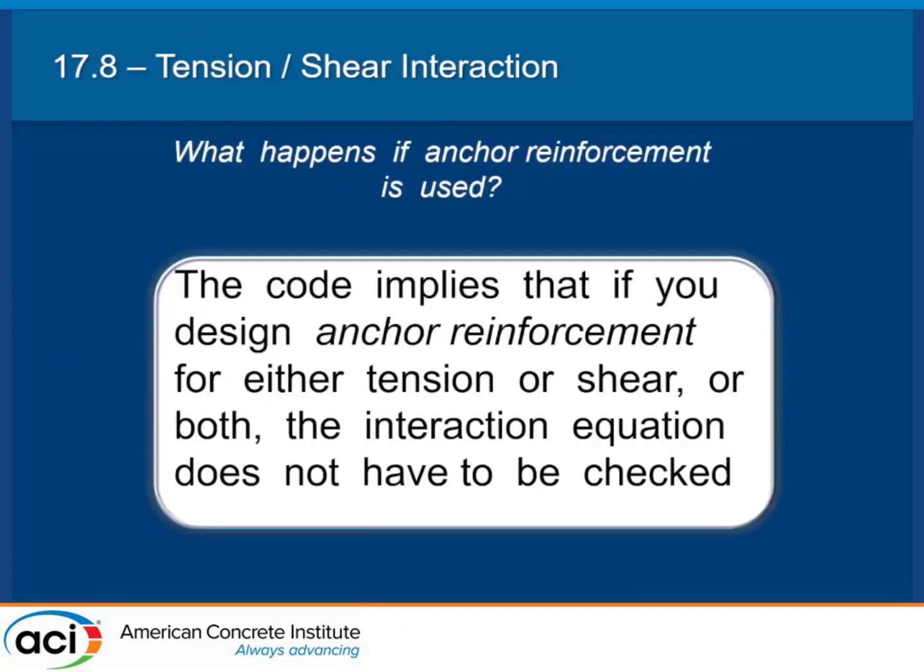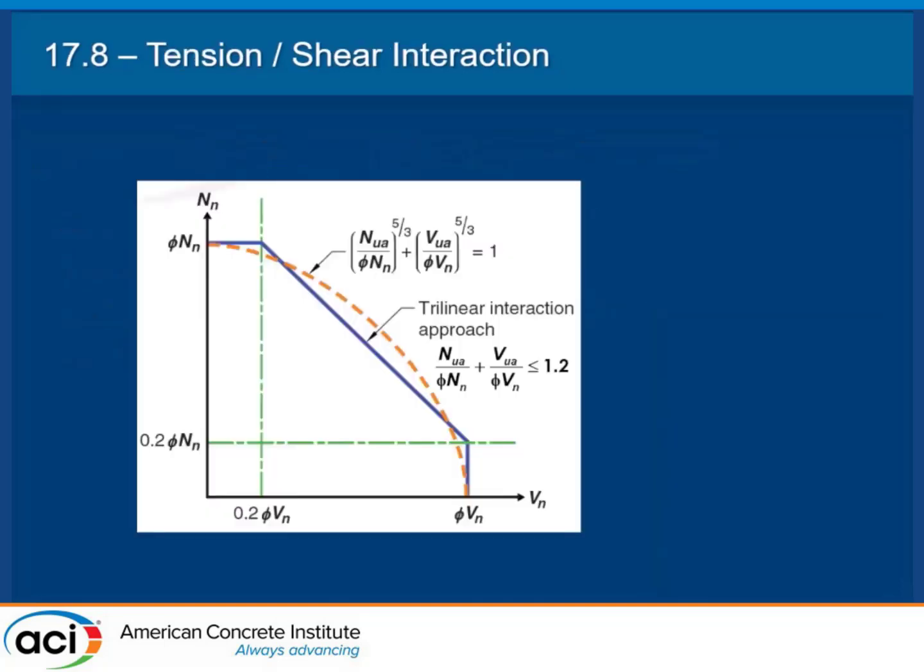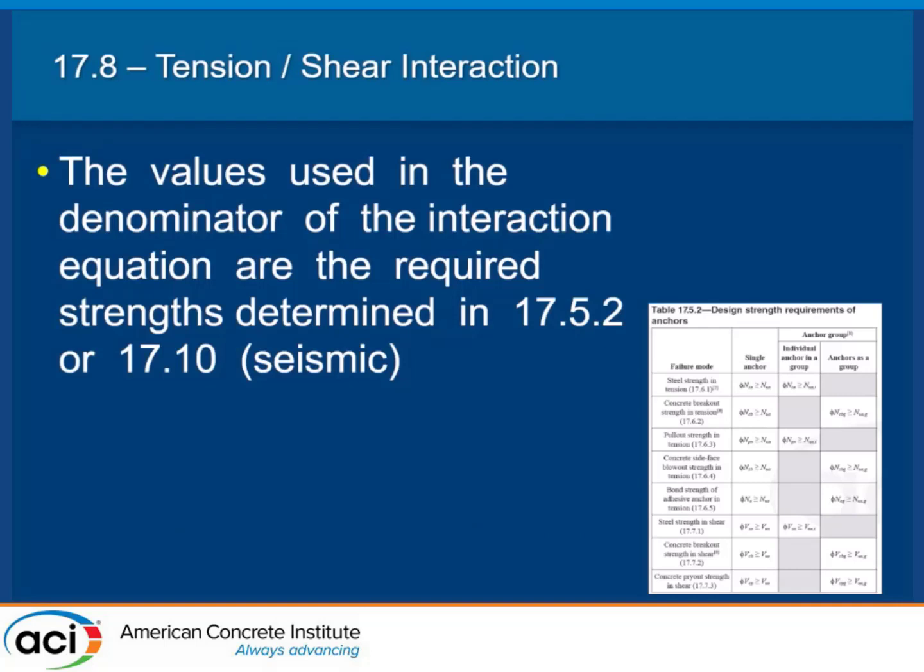So what happens if anchor reinforcement is used? One thing, let me go back really quick. Per this graph here, if the load applied is so low for the capacity that's provided, less than 0.2, then you don't have to do the interaction either. If the shear is super low or the tension is super low, you don't have to even use the shear interaction diagram. Once you're below 20% of capacity for either one of those, don't even worry about it.